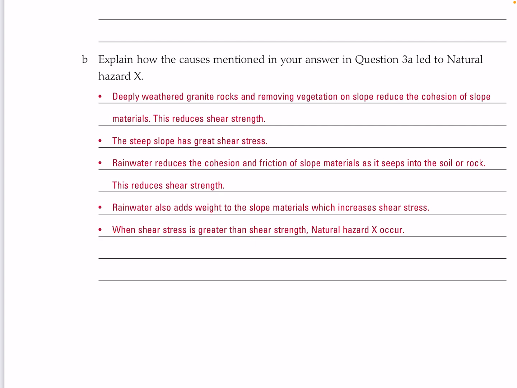Rainwater reduces the cohesion and friction of the slope as it seeps into the soil and rock. It reduces the shear strength, because we have more water and then the soil will become either less sticky or more sticky, depending on the proportion of water to soil. But if there is too much rainfall, then the soil will become less cohesive and the landslide will occur. Rainwater also adds weight to the soil and increases the shear stress. When the shear stress is greater than the shear strength, natural hazard X occurs.